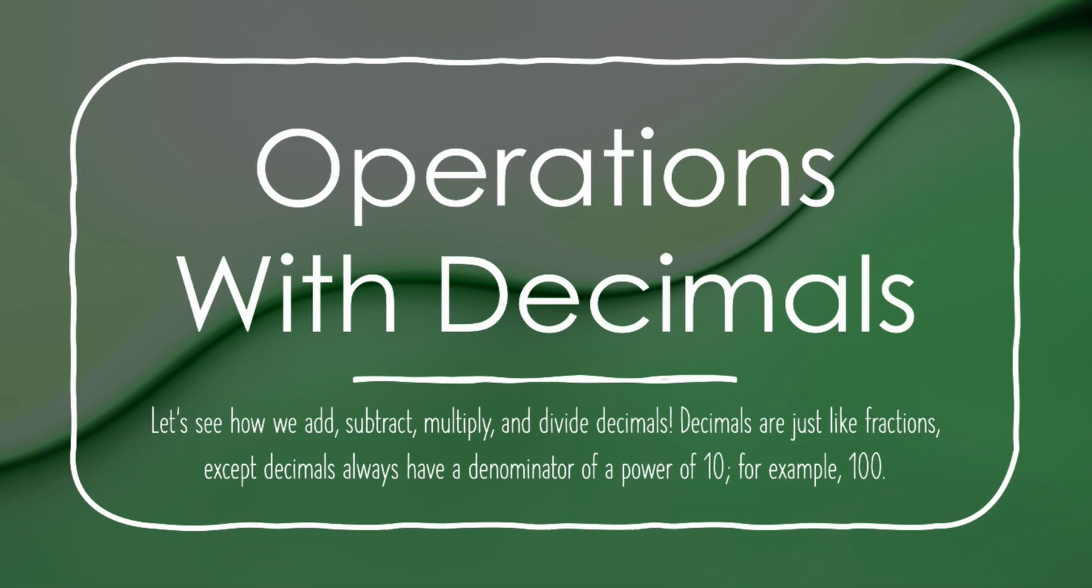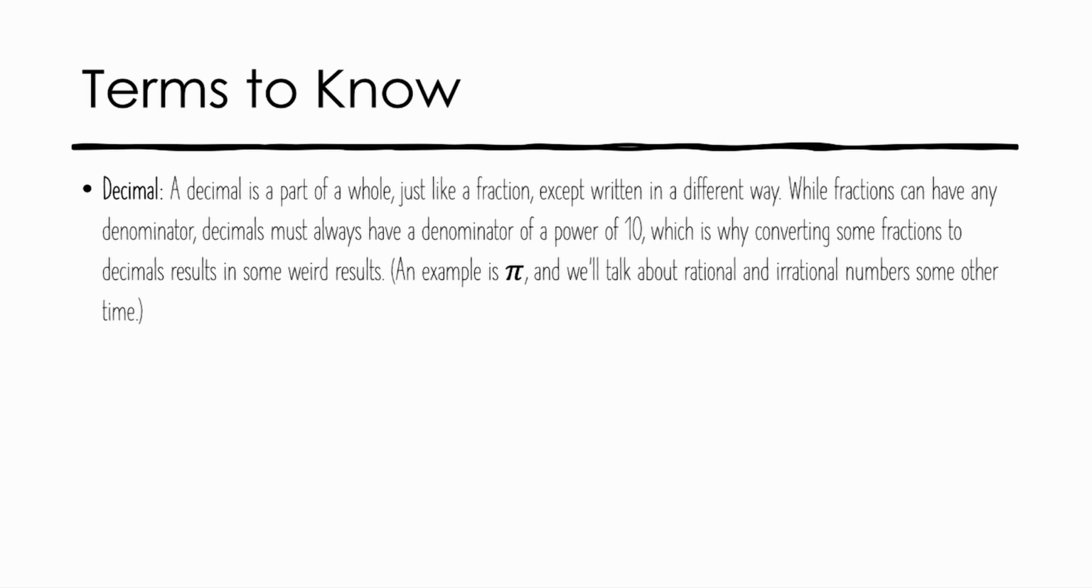Decimals are just like fractions, except they always have a denominator of a power of 10, like 100. Some terms to know. A decimal is a part of a whole, and in this way it's just like a fraction, except it's written in a different way. Instead of having a numerator and a denominator like fractions, they're written with a decimal point, which is this. But let's get to that later.